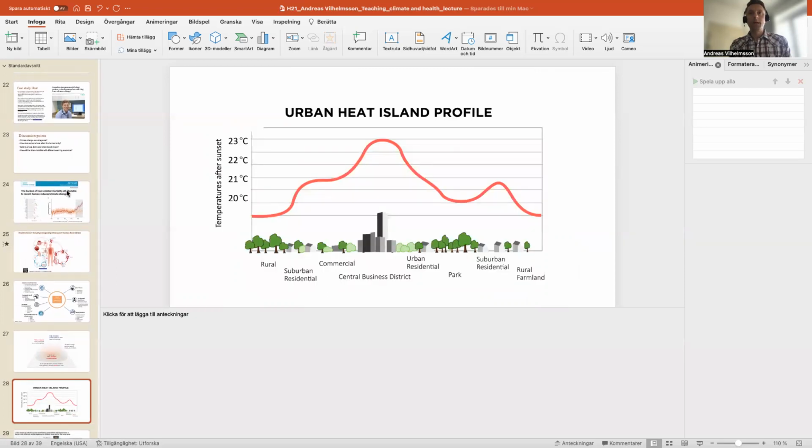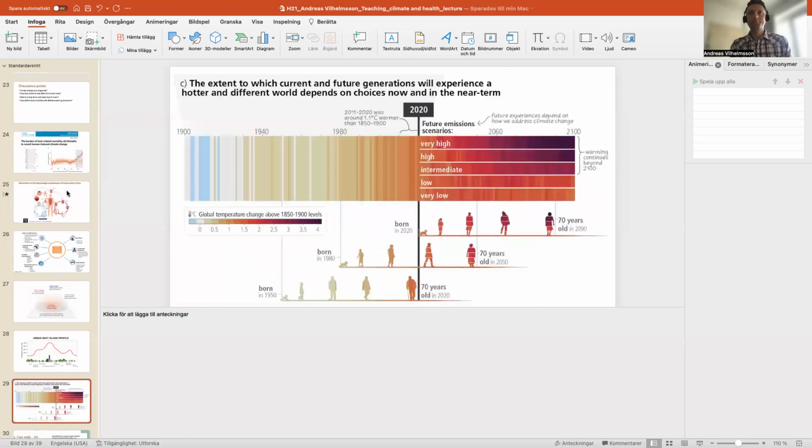And we also have the urban heat island profile effect to look out for when we have these heat waves that also drive up the temperatures in the city. That also will make it visible that we need more urban greening. And here are some future scenarios from the IPCC that will also clearly show how much warmer it will get depending on the emission scenario.